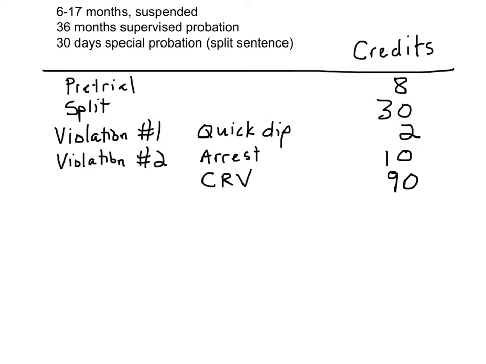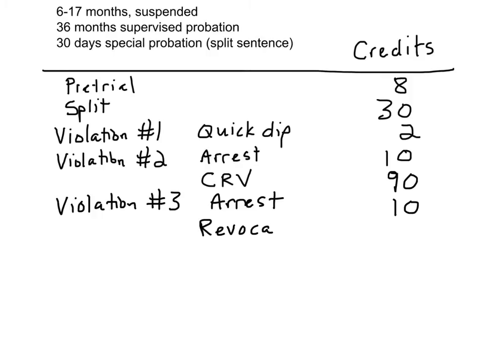So the person will go to Burke County or Robeson County, to one of the CRV centers, to serve that full 90 days, then come back onto probation. Let's say they commit another violation at that point. We'll call it violation number 3. And suppose this is a more serious violation. The person is arrested for it, spends 10 days in jail awaiting the violation hearing, and then at the hearing itself, the result is revocation. So suppose it was a new crime or absconding.